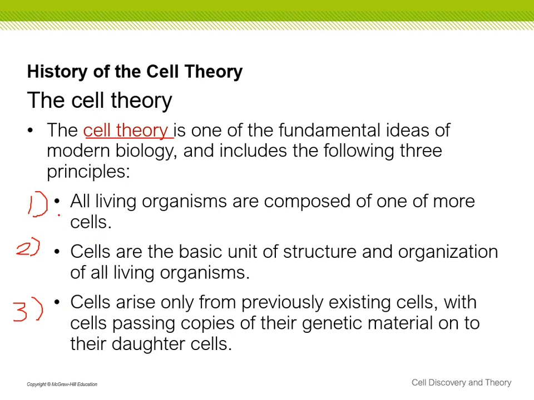So yeah, we got 3 things here. All living organisms are composed of 1 or more cells. Cells are the basic unit of structure and organization, and cells only arise from previously existing cells. So cells pass on copies of their genetic material. We have a fancy word for that. Anyone know what it is? DNA. DNA is the acronym for it. I'm not going to make you know what DNA stands for. But cells pass on their DNA to their daughter cells. That's how they reproduce.